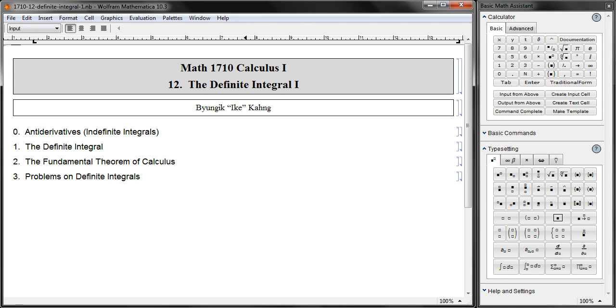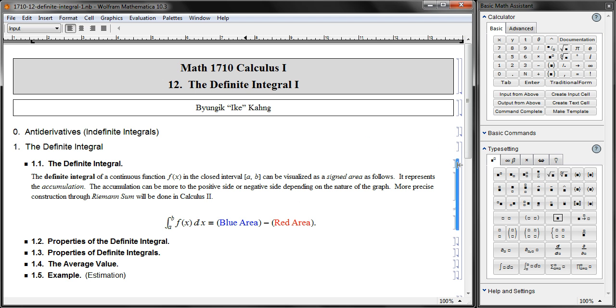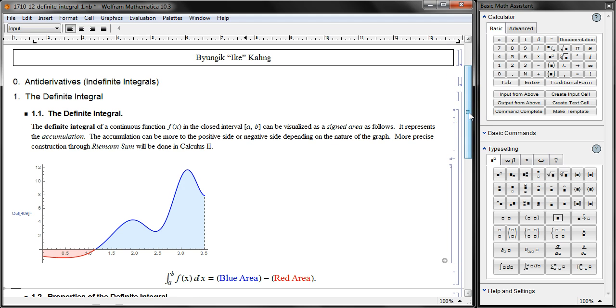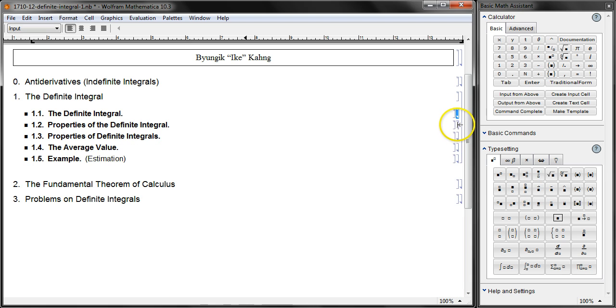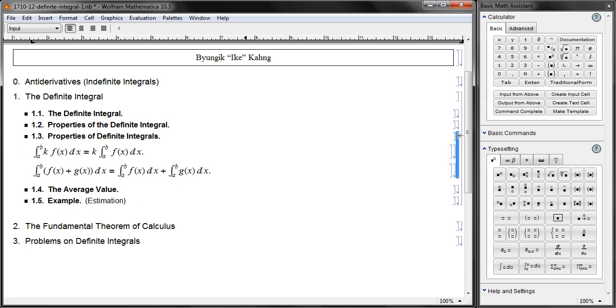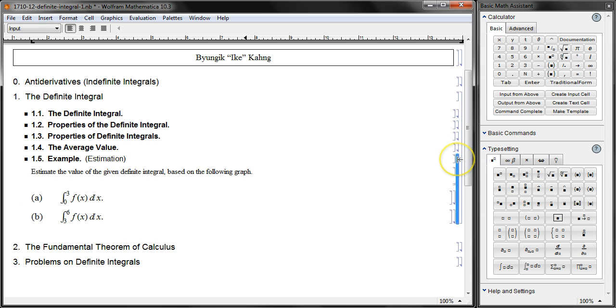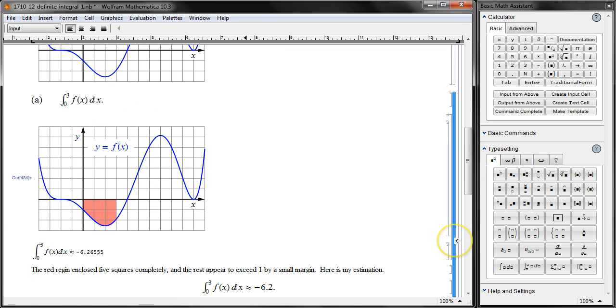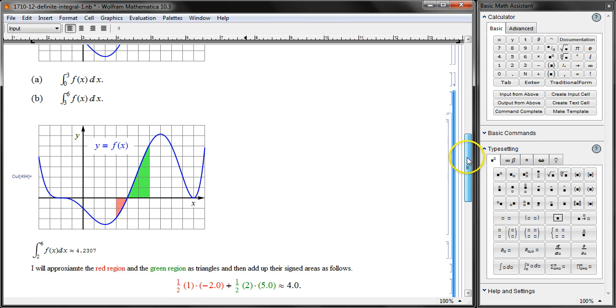Hello students, welcome back. In the previous video, we discussed the meaning of the definite integral using the concept of signed area and accumulation. And this was the graphical representation of the definite integral, the signed area. And then we discussed some properties of the definite integral, like these and those. And finally, we discussed some estimation problems using the graphical representation, kind of like this and that.